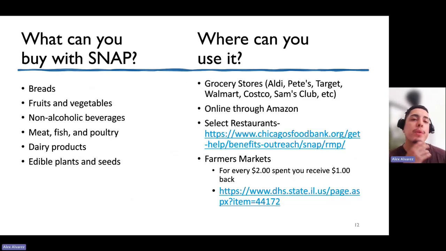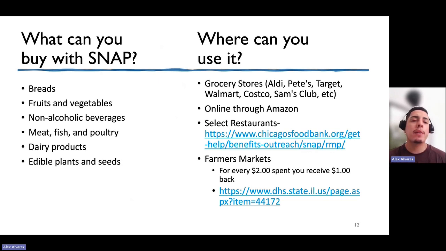So some of you may be wondering, so what can you purchase with SNAP? So some common things here that you can buy: bread and grains. We also have fruits and vegetables, non-alcoholic beverages, meat, fish and poultry, any kind of dairy products. And then some may not know, but you can also buy seeds and edible plants. So if you like to garden or whatnot, you can definitely buy seeds and grow your own produce.